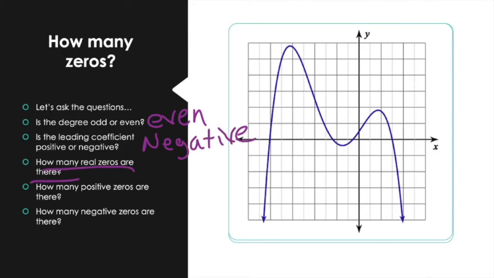How many real zeros are there? We count how many times it crosses the x-axis. 1, 2, 3, 4. So the real zeros are 4. How many positive zeros are there? The positive zeros are where it crosses on the right side of the x-axis, and it's 1. How many negatives are there? It's on the left side of the x-axis. 1, 2, 3. There was 1 positive and 3 negatives.